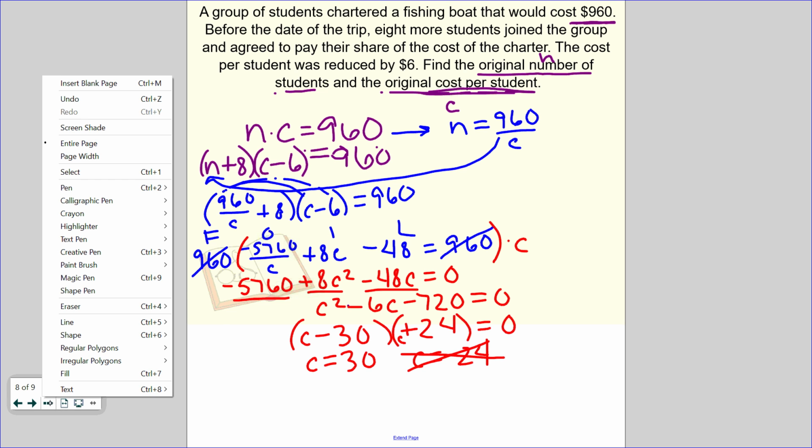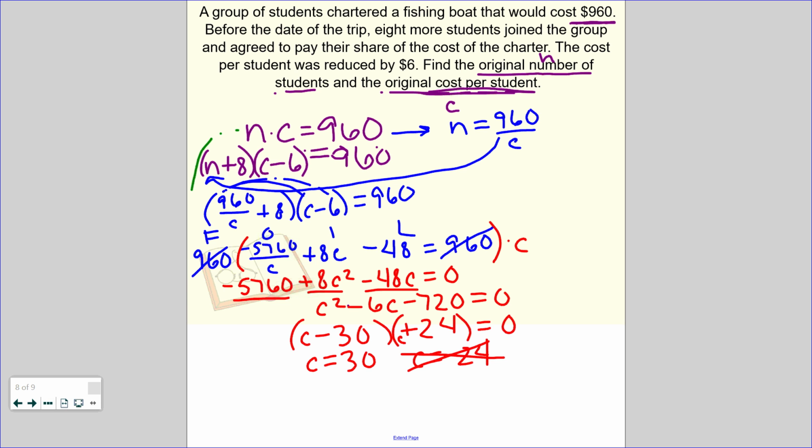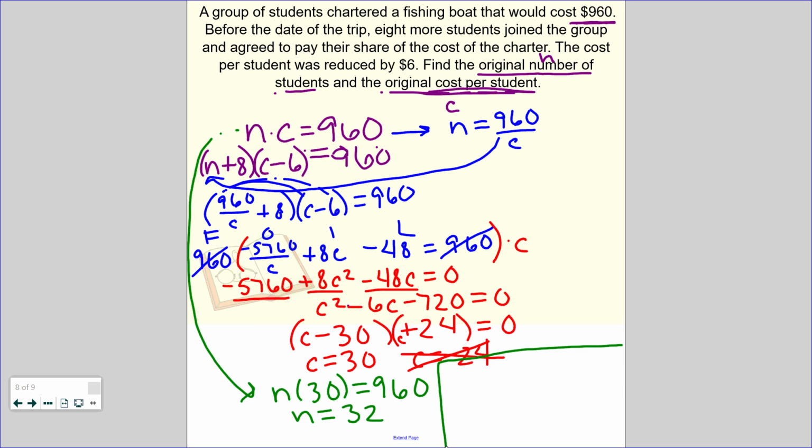If I go back up to my original equation, N times 30 equals 960, and divide by 30, I'm going to get N is 32. So if I'm labeling this, my original number of students was 32 students, and they each paid $30. And if you wanted to, you can always plug that back in and check it with the original information. That was a good problem as well.